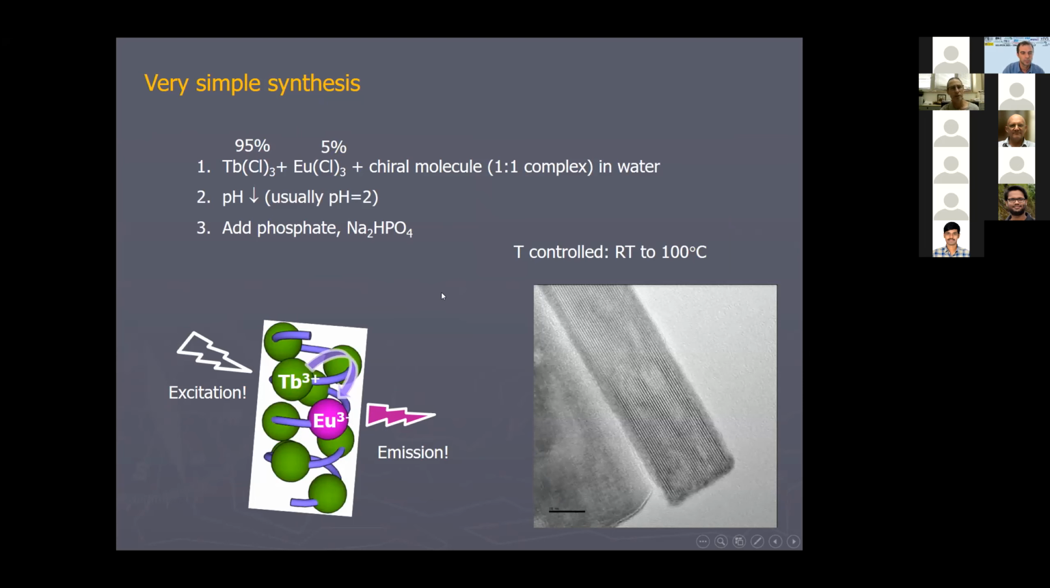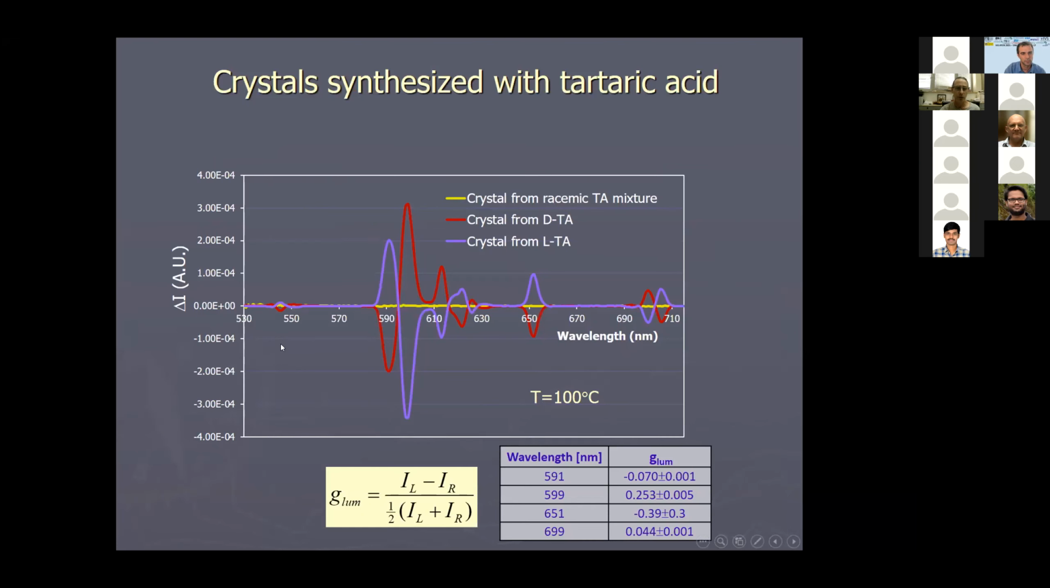So the synthesis, as I said, is very simple. You just take the components, the phosphate and the lanthanide ions. We do it at acidic pH of 2. And we started initially to work in boiling water, 100 degrees C, and I will also show you results for lower temperatures. And indeed, it worked. So the tartaric acid molecules seem to guide at least the ratio between left-handed and right-handed nanocrystals to be unequal. Depending on if you take D or L tartaric acid, you can get opposite circularly polarized emission spectra.